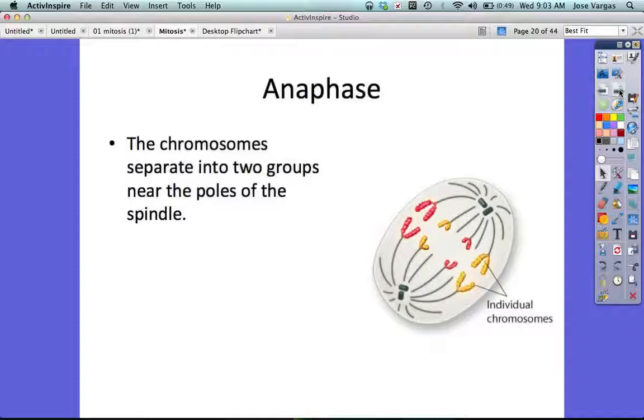The chromosomes separate into two groups near the poles. As you can see, we can easily see how we're about to get two different cells out of this one.